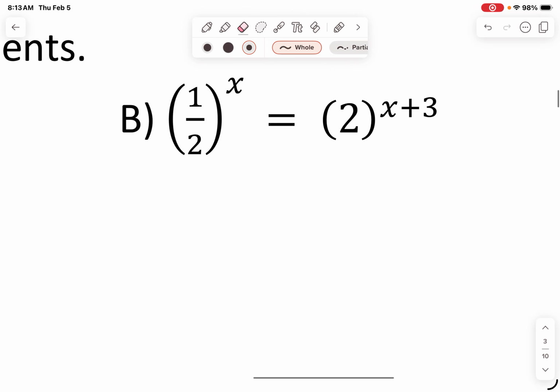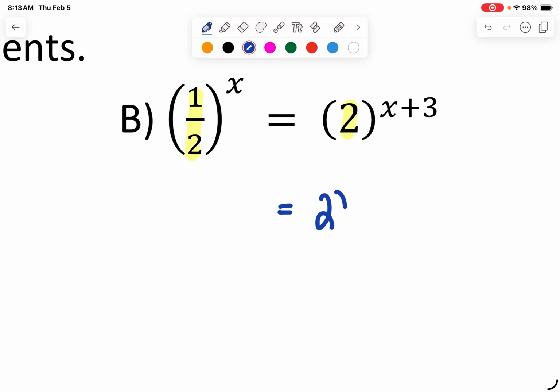Okay. Looking at the next one, our bases are 1/2 and 2. Both 1/2 and 2 can be rewritten as a base of 2. The right-hand side is 2 to the first power, which is what we already have. So 2 to the x plus 3. We don't have to change it. It is 2 to the first power.